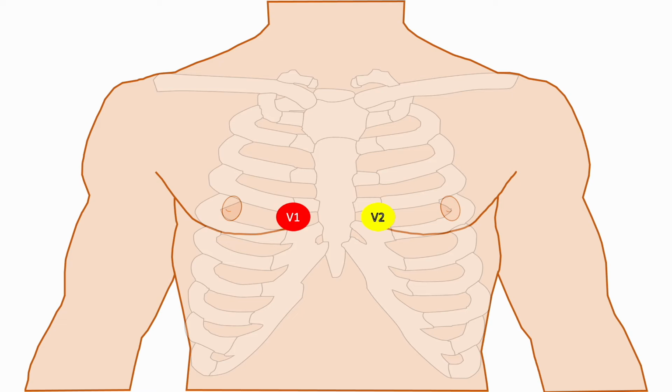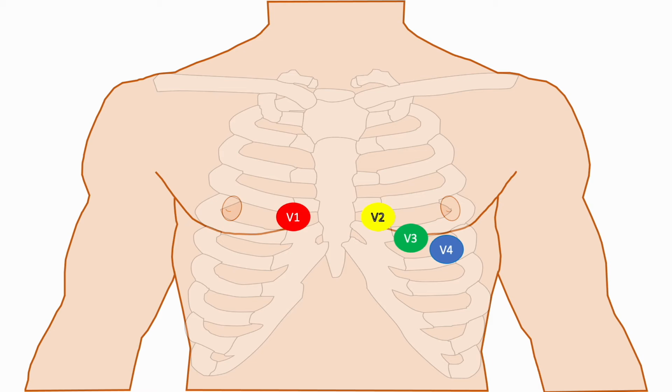V4 will go in the fifth intercostal space on the midclavicular line. This can be tricky as it is assumed that the clavicle ends at the crease of the armpit. It does not. The clavicle extends to the edge of the shoulder. Find the middle point between this and the sternum and you have found the midclavicular line. V4 will go in the fifth intercostal space on this line. V3, green, will be placed between V2 and V4.